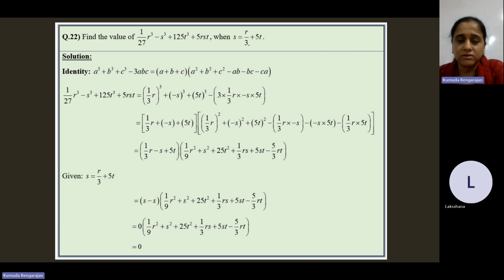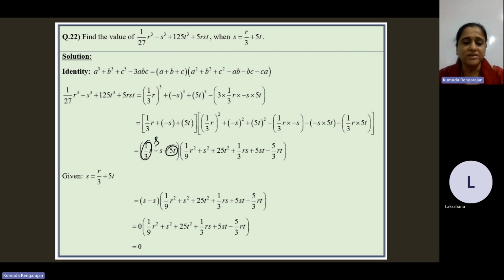Now take the other information given. What is it? S is equal to R by 3 plus 5T. So see here, don't you see R by 3 here? R by 3 here, and plus 5T here. Can we see that? 1 by 3 R is R by 3. R by 3 plus 5T, can we see that here? Yes, we can. What is that given to be? What is R by 3 plus 5T? It is S. So instead of R by 3 plus 5T, we'll use S.